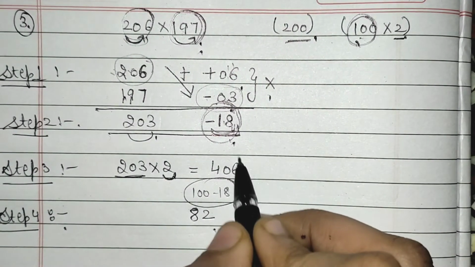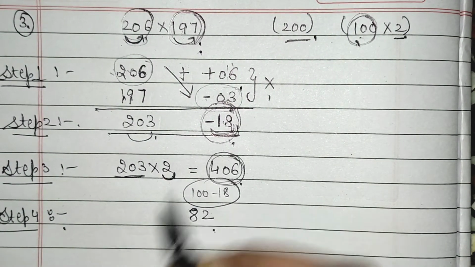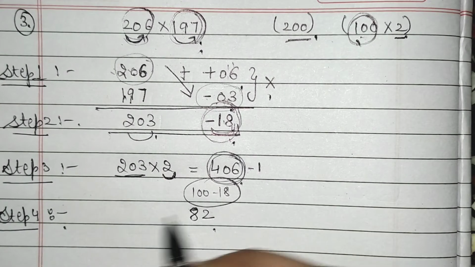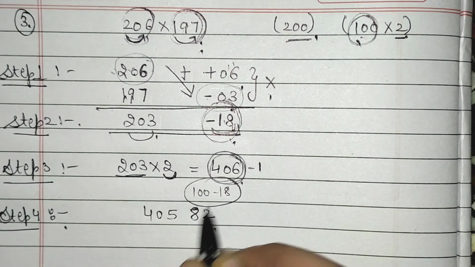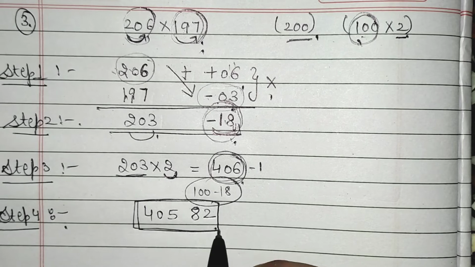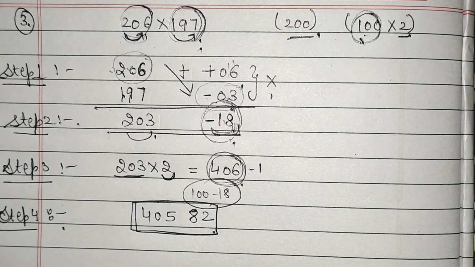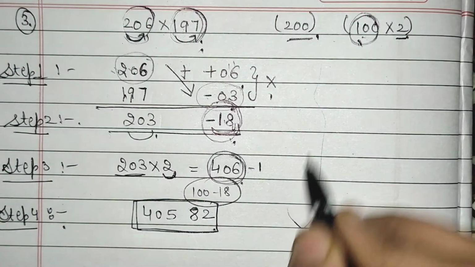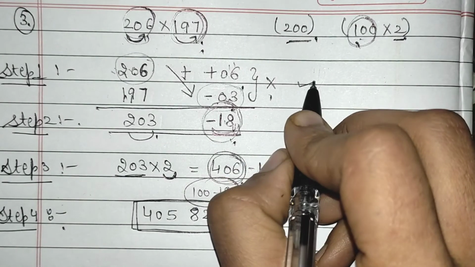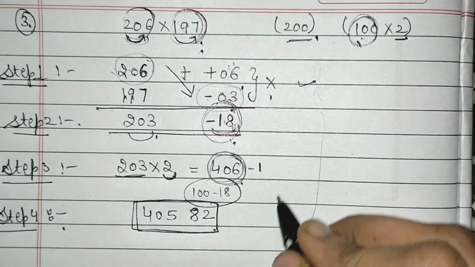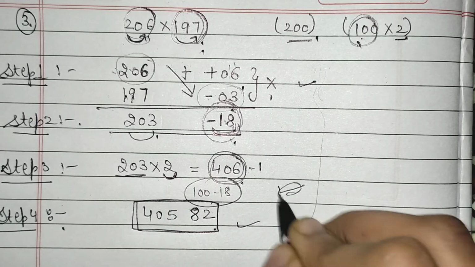And what we do? We have got 406 in the left hand side part. We subtract 1 from this, so we will get 405. So this will be my answer. Okay, so this is a similar step which we have done in our previous videos.